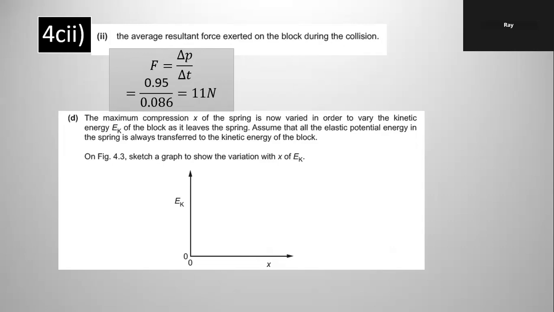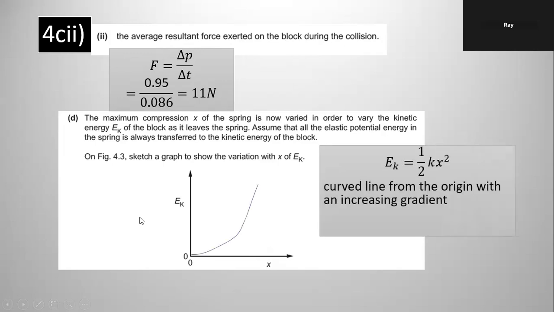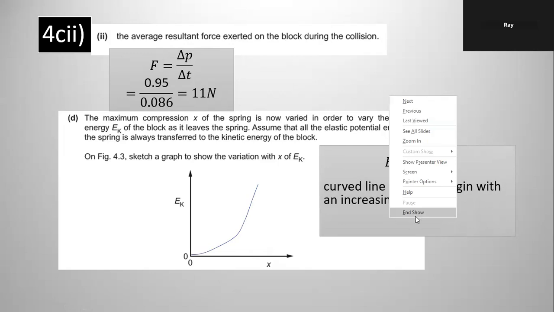Okay, how should the graph look like? Increasing. How? Straight line or curve? Curve increasing, positive gradient, from the origin. It's a parabola from the formula there. A curve line from the origin with increasing gradient.